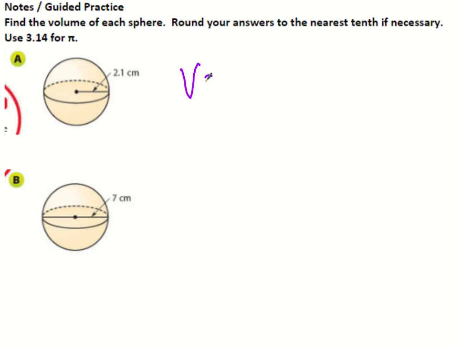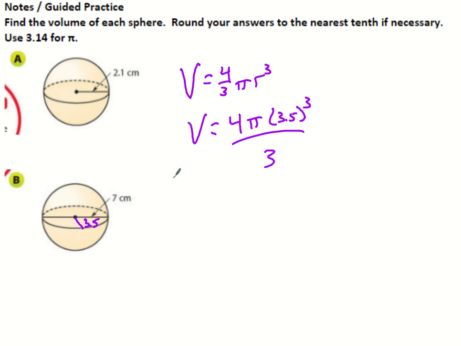Okay, so again, 4/3 pi r to the third power. My radius is going to be 3.5 because that's half of 7. So that's 4 times pi times 3.5 to the third power. And I eventually got to also divide by 3. Well, let's do my 3.5 to the third power, and that gives me 42.875. I know I got to multiply that by 4, multiply that by pi, and then I also got to divide by 3. So I can times it by 1/3.